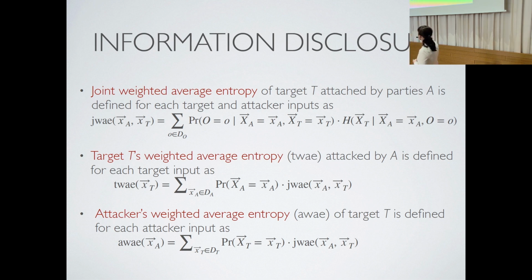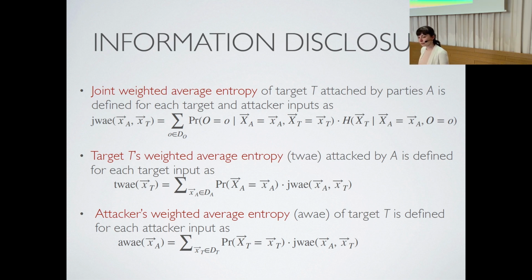So the target's weighted average has the target's input fixed. The attacker's weighted average has the attacker's input fixed. In this case, the attacker is going to enter one input and compute this value, enter a different one, compute this value, and see which one is advantageous for them, and this is what they are going to enter in the computation.